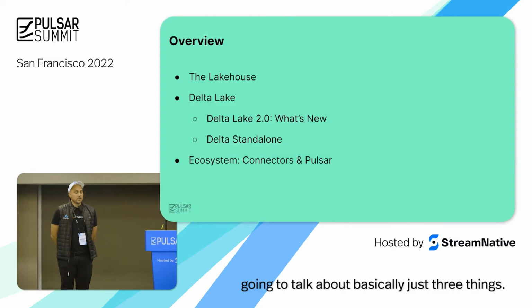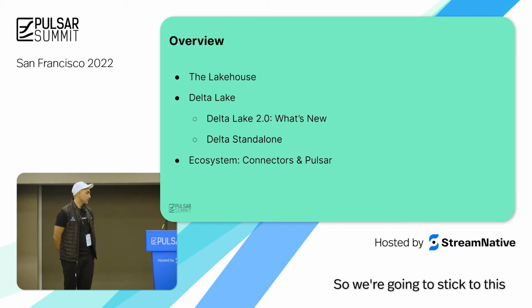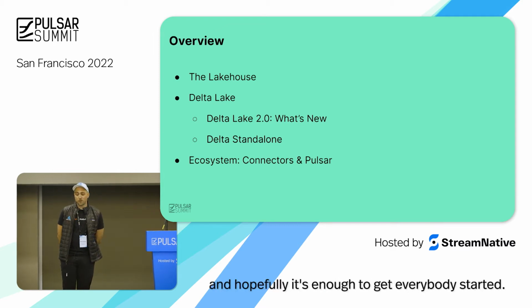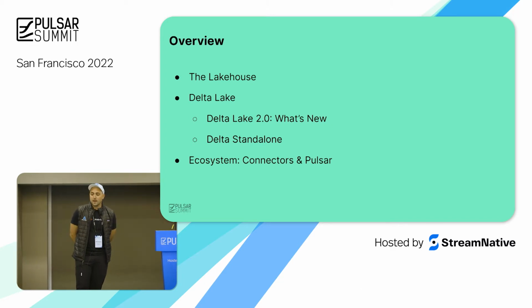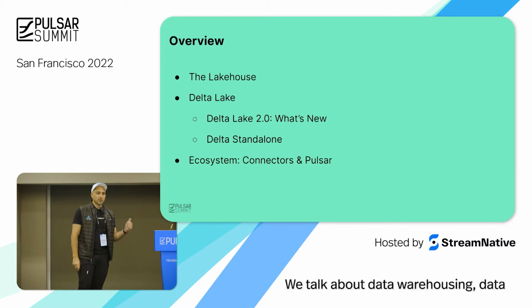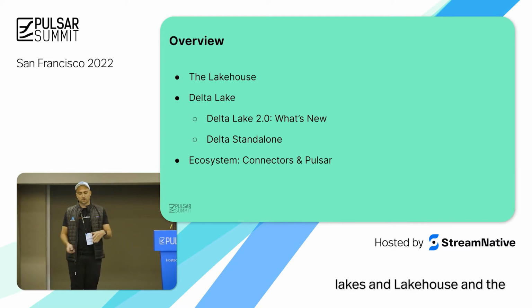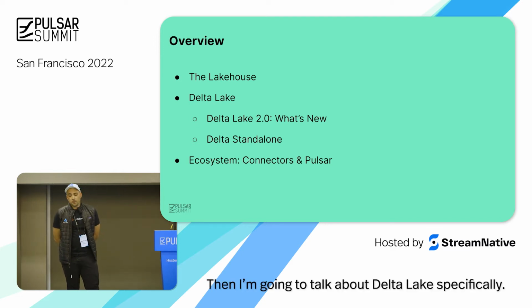All right, so today we're going to talk about basically just 3 things. We only have 25 plus 5 for questions, so we're going to stick to this, and hopefully it's enough to get everybody started for those of you who aren't familiar with Delta Lake. So the first piece is just a little bit about the Lakehouse architecture in general. I'm going to talk about data warehousing, data lakes, and Lakehouse, and the progression from one to the other. Then I'm going to talk about Delta Lake.